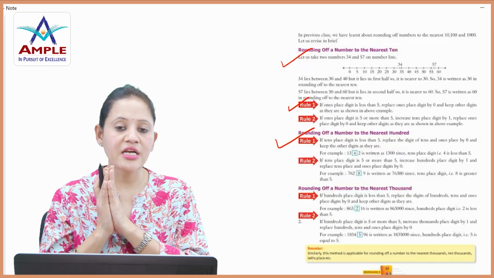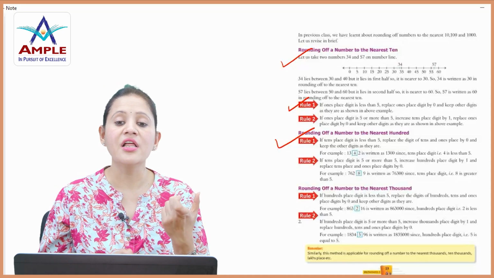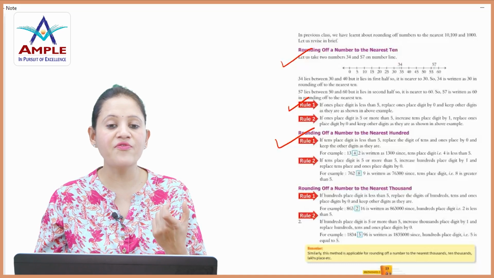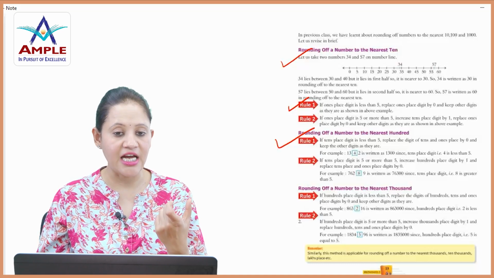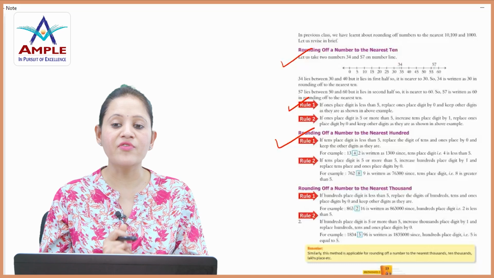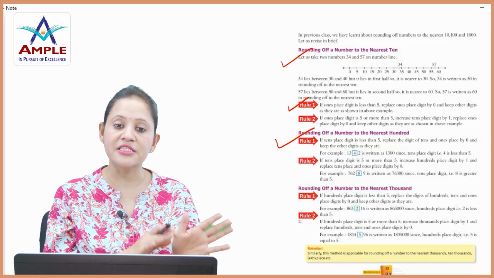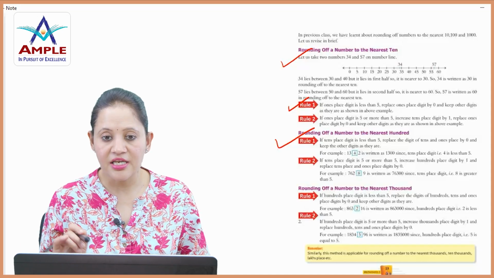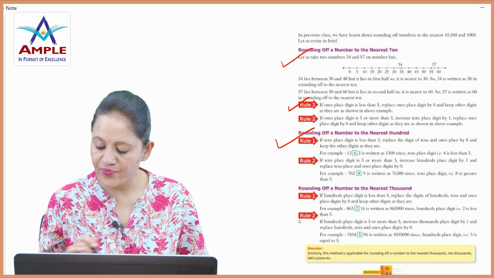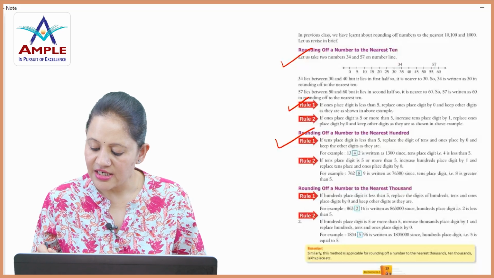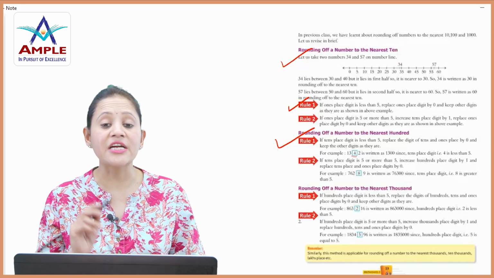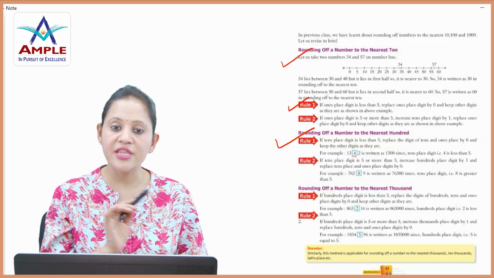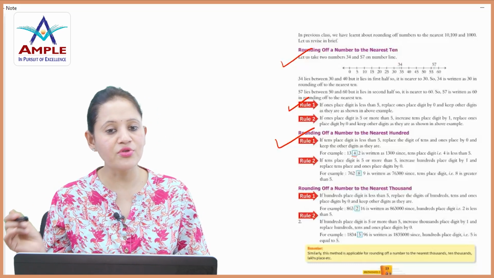The rules for rounding off a number to the nearest 100: we will look at the digit at tens place. If the tens place digit is less than 5, we will replace the digits at tens and ones place by 0 and keep the other digits as they are. There is no change. For example, in the given number 1342, the digit at tens place is 4, which is less than 5. So, what will we do? We will replace the digits at tens and ones place by 0 and there is no change in other digits. So, it will round off to 1300.